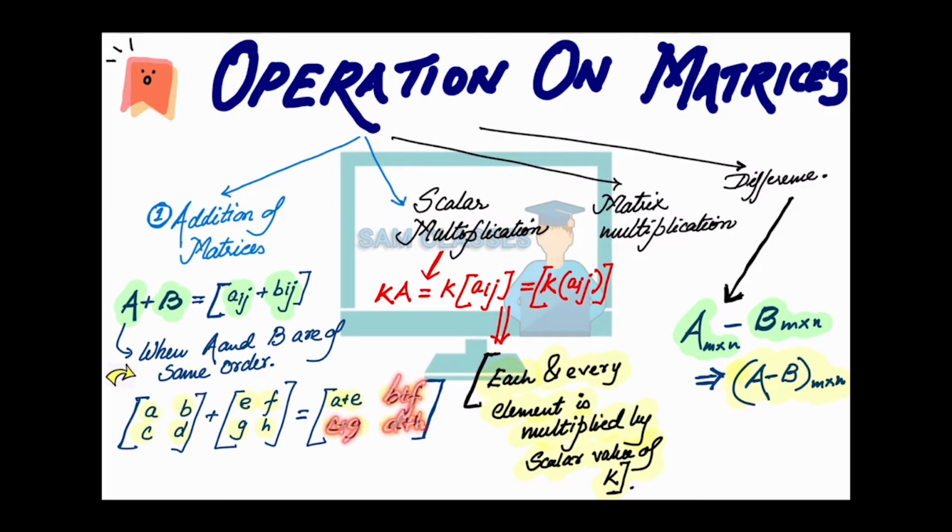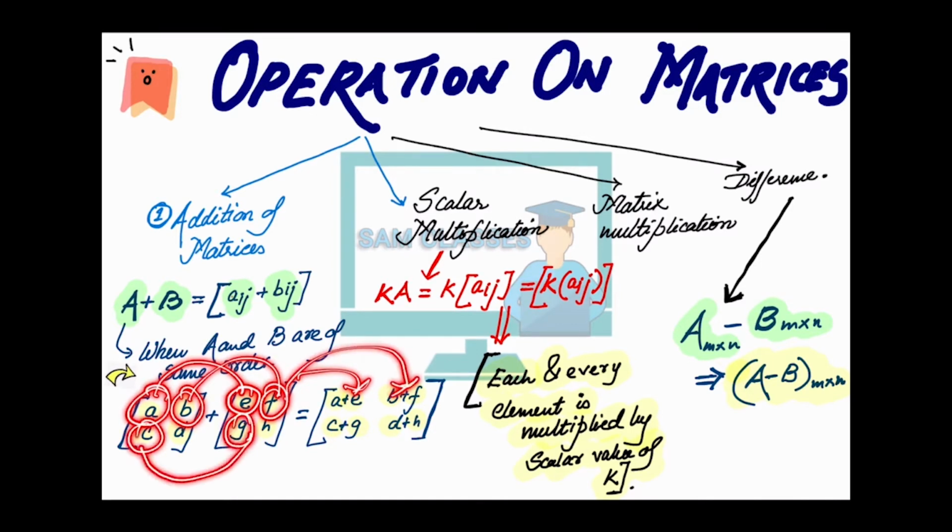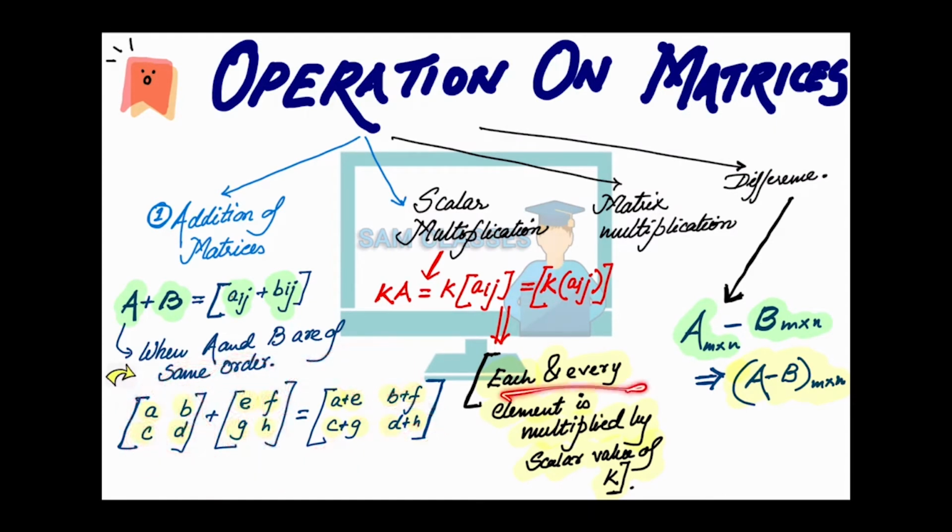Okay, so what are we doing? The first element here is added to the first element here, and we got this. The second element here is added to the second element here, and we got this. The third element here is added to the third element of this. We got it. The fourth element is added to the fourth, and we got this. Okay, students, so each and every element is added.